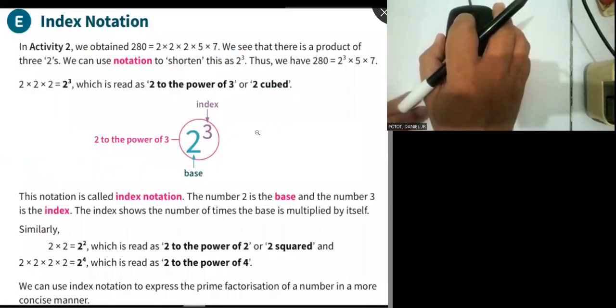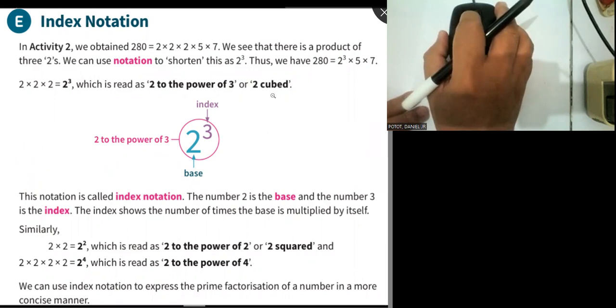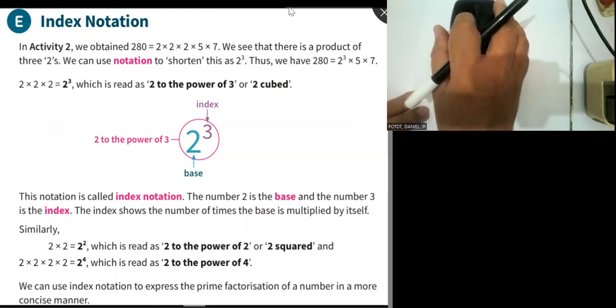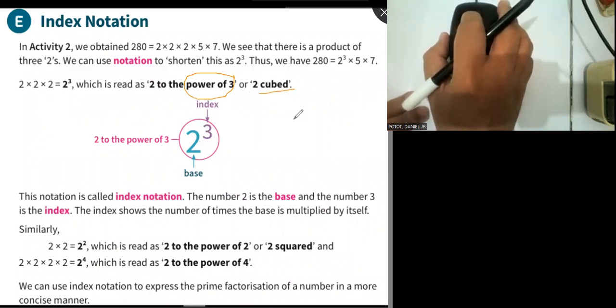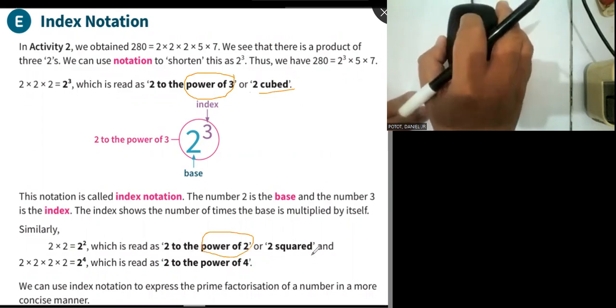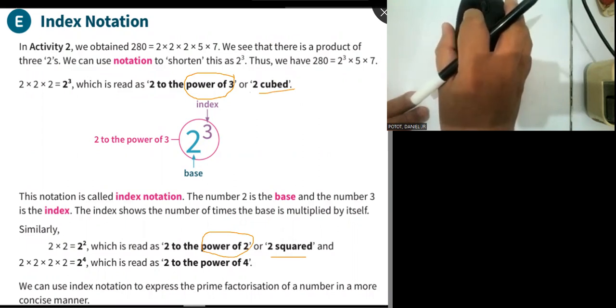So again, in here, this is read as 2 to the power of 3, or 2 cubed. 2 to the power of 3. The 3 is the index, the 2 is your base. I just want you to remember that 2 to the power of 3 has a special name, cube. 2 to the power of 2 has a special name, squared. Don't forget that one. So let's continue.